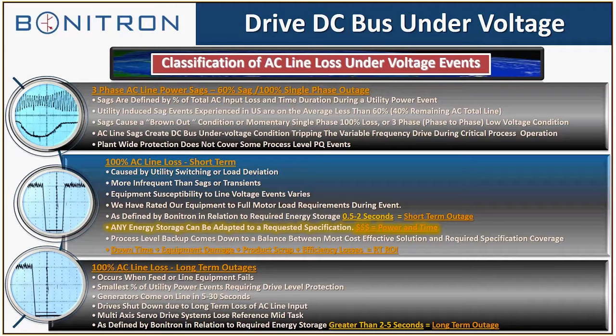And now we're going to move on to long-term outages, which once again, 100% AC line loss, but this is for a longer period of time. Greater than 2 to 5 seconds, and the reason we put the two numbers in there is the 2 seconds full AC line loss, we use the sag ride-through, but it's limited to only 2 seconds because of the timing of the sag ride-through unit. It will time out in 2 seconds.